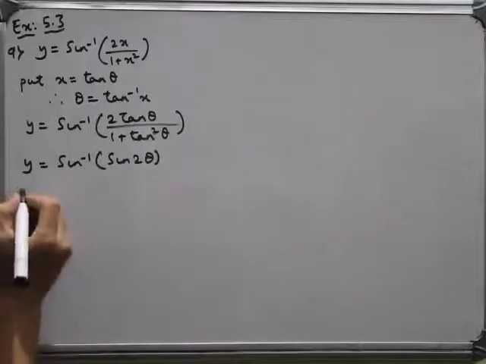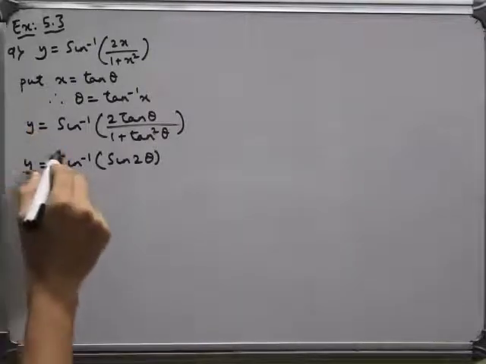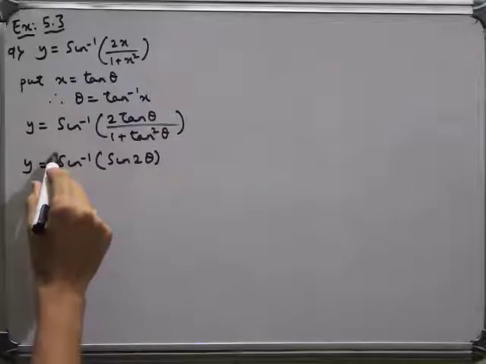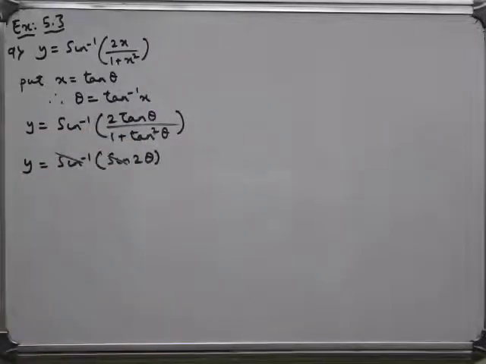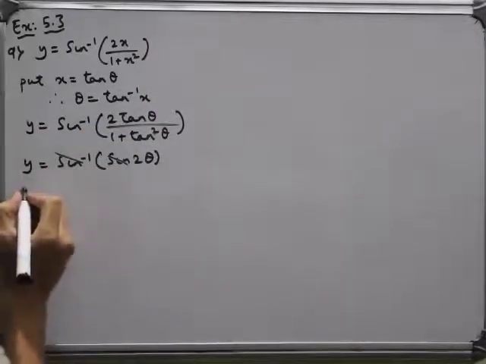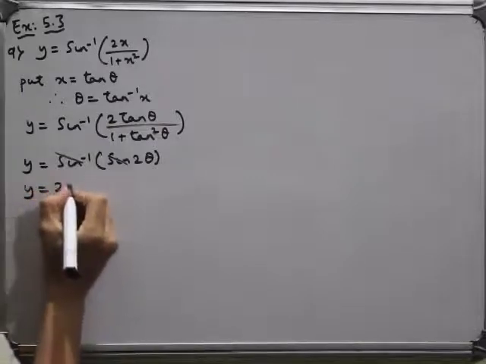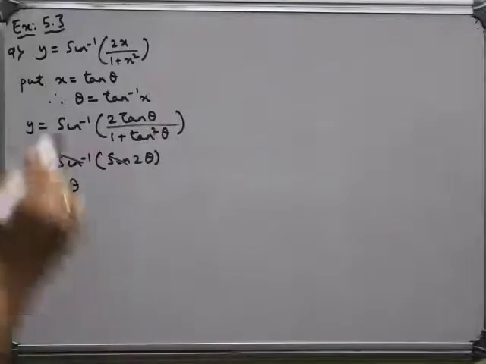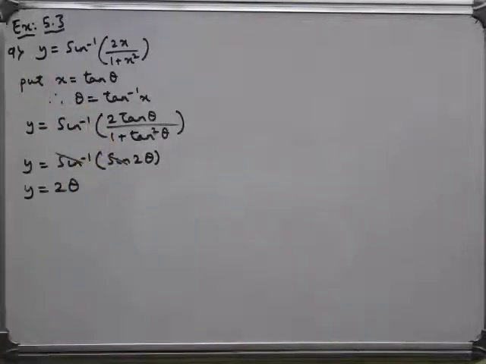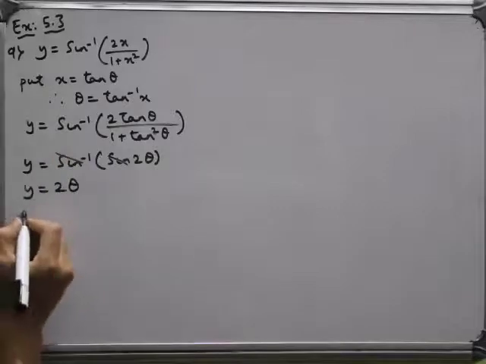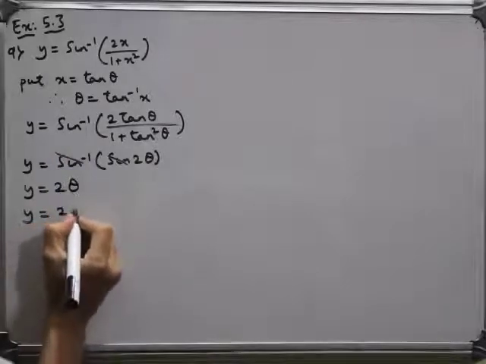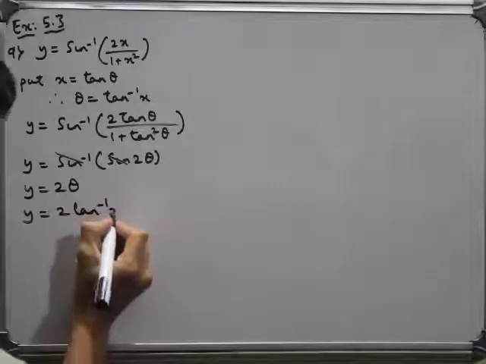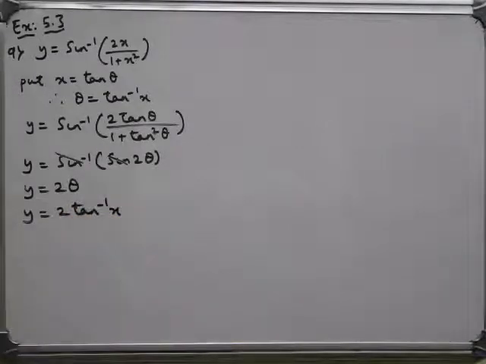Now cancel these two. This sin inverse and sin will get cancelled. What is left out? y is equal to 2 theta. So the given function y is equal to sin inverse of 2x by 1 plus x square got converted into the form y is equal to 2 theta. And what is this theta? Theta is equal to tan inverse x. So we can write y is equal to 2 tan inverse x.